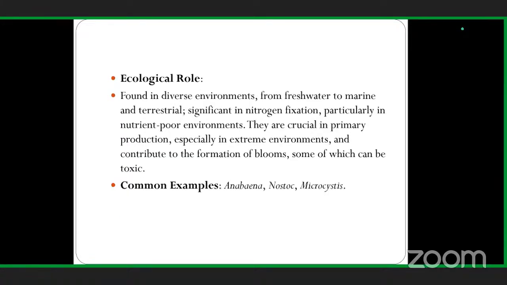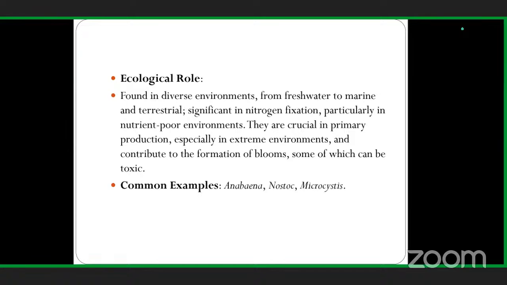Ecological role: found in diverse environments, from freshwater to marine and terrestrial. You will find them in fresh, marine, and terrestrial habitats. Significant in nitrogen fixation. So cyanobacteria have a very important role in nitrogen fixation, which we will learn when we study physiology, particularly in nutrient-poor environments.